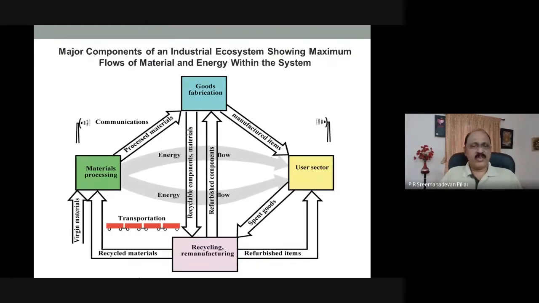What are the major components of an industrial ecosystem? This is given in a flowchart or network model. The major inputs are the materials which get converted into goods, which come to the user, and then come back to recycling. Recycling means whatever is left as waste comes to recycling. So this is the model, and in this model, of course, so many other factors will be there.